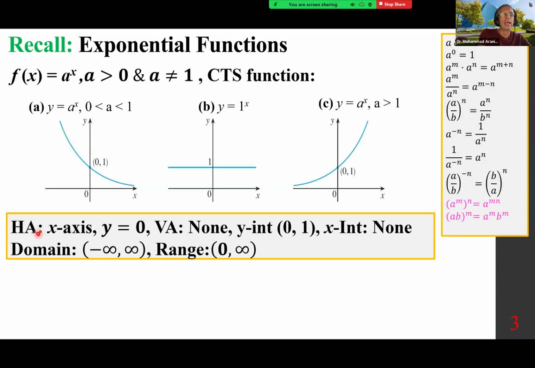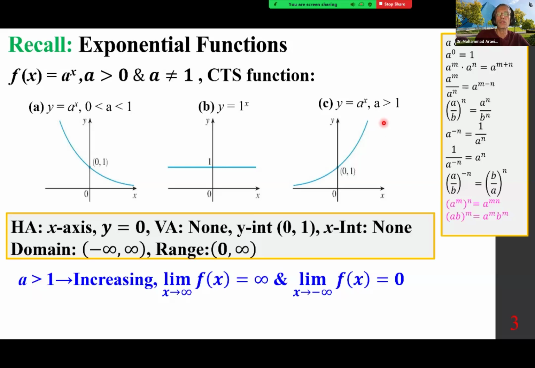What do they have in common? The horizontal asymptote is the x-axis, or y equals 0. Vertical asymptote, we don't have any. The y-intercept is (0, 1). X-intercept, we don't have any. Domain, all real numbers; range from 0 to infinity. They are identical. However, in the case of a larger than 1, we are dealing with an increasing function.